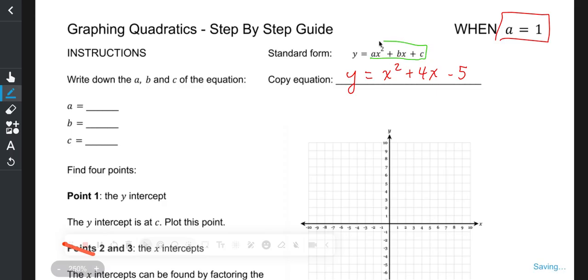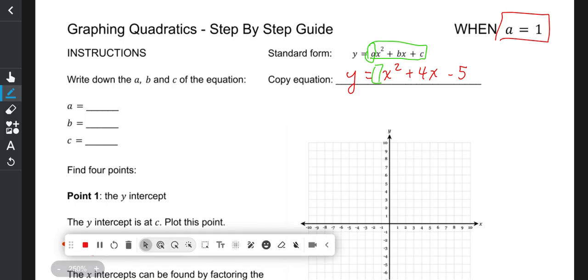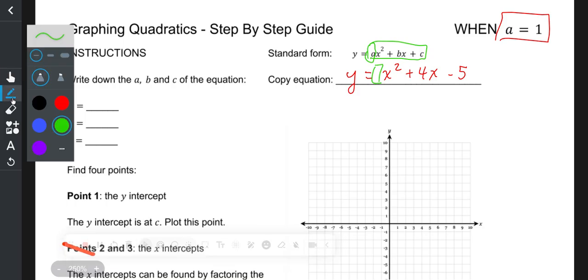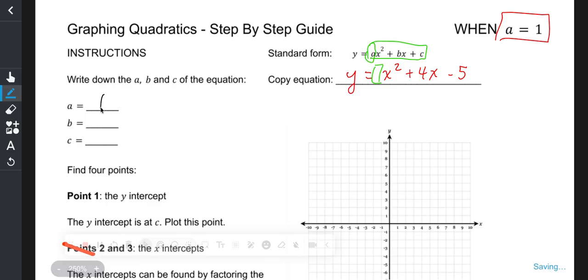And here's the template for how you find out what the a, b, and c are. A is the number, as we just said, that's in front of x squared. And if you don't see a number, that number is 1. A is just 1, not 1x squared, just 1. B is the number that's in front of the x. So that number is 4. C is the last number. We call that the constant. Those are our a, b, and c.